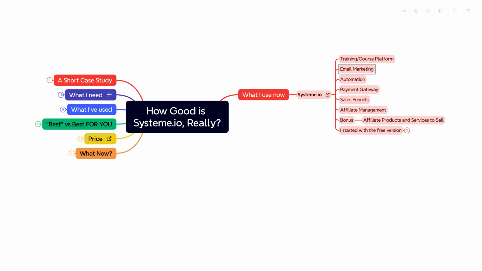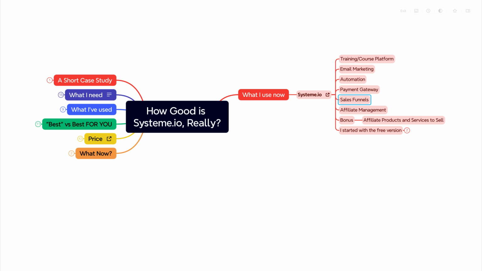I found myself sending twice as many emails as I had sent from my previous system. The process was just faster and easier. Their automation systems work perfectly. Integrating payment gateways, in my case Stripe and PayPal, worked seamlessly and took a couple of minutes to set up.